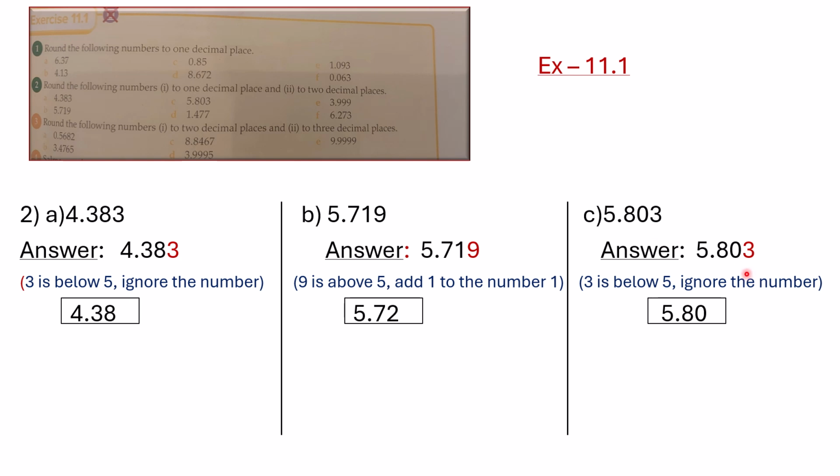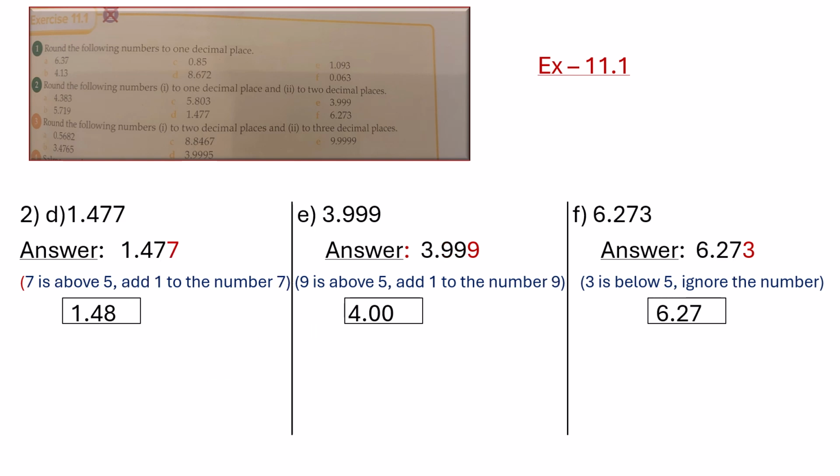C sum, 5.803. Look at the last digit. This is 3. This is below 5. So we have to ignore the number. So the answer is 5.80. So we did the round off to 2 decimal places. Second D sum, 1.477. Look at the last digit, that is 7. 7 is above 5. So we have to add 1 to the previous number, which is 7. 1 plus 7 is 8. So the final answer is 1.48.